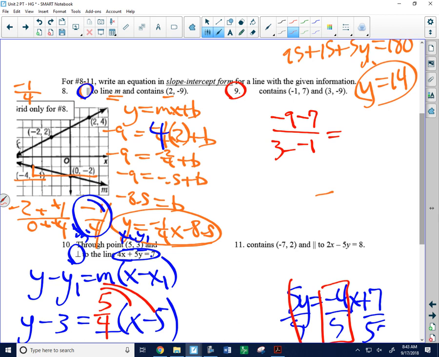I should mention that too. There's hardly any formulas on the formula sheet, so you've got to know the equation of a line, the slope formula, and the midpoint. I think those are some of the ones we need. So now you get negative 16 over 4, and you get negative 4, and then you use one of these points in this slope.